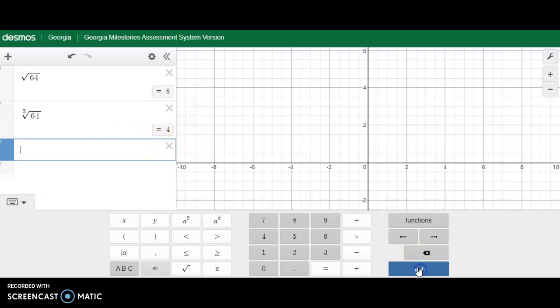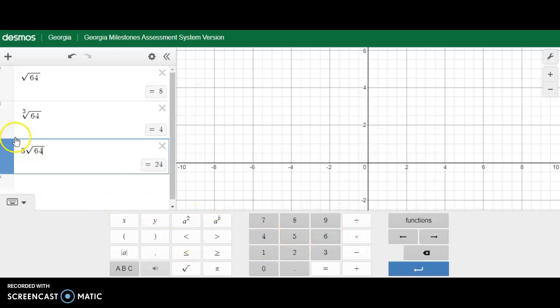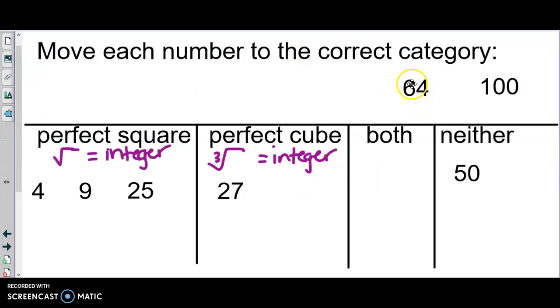Y'all, I should have mentioned this way earlier, but when you type in a cube root, you absolutely positively cannot hit 3 and then the square root button and then 64. This does not give you the answer you're looking for. This takes the square root of 64, which is 8, and multiplies it by 3. This is not a cube root. Please be very careful when you're checking your calculator. Make sure that you are actually getting the cube root. So this one is both. It is a perfect square and a perfect cube.